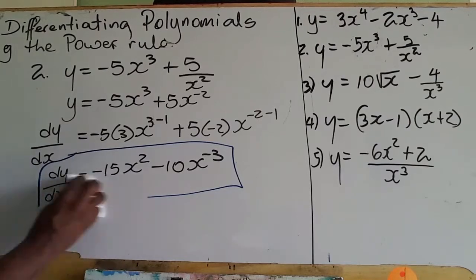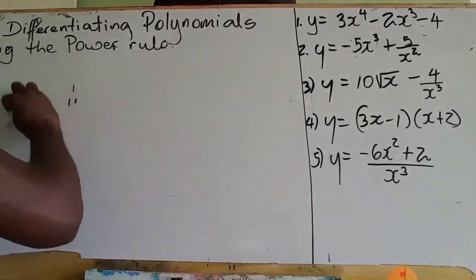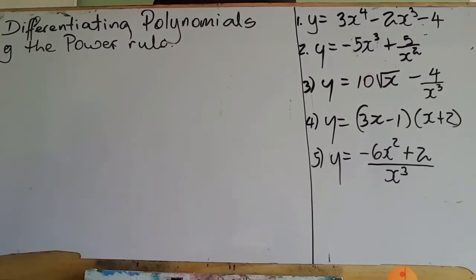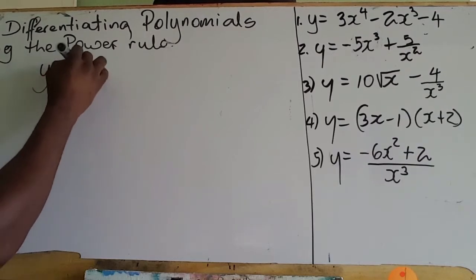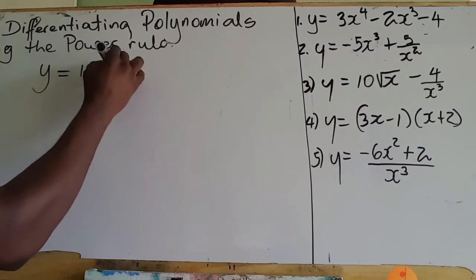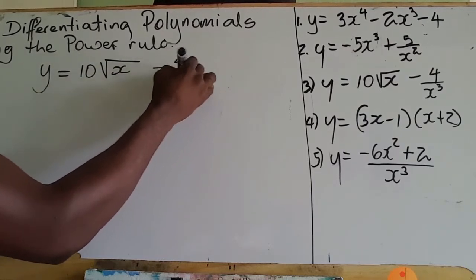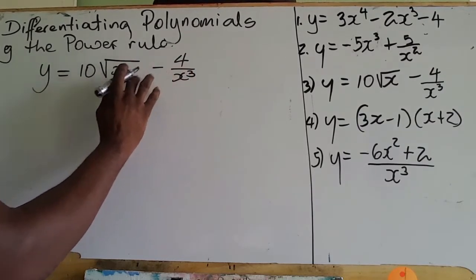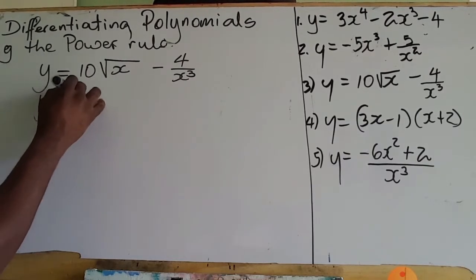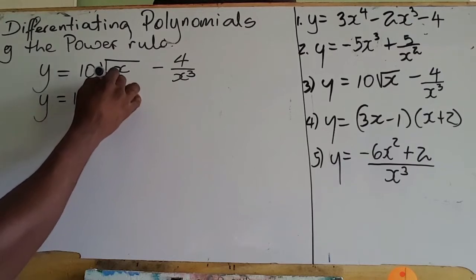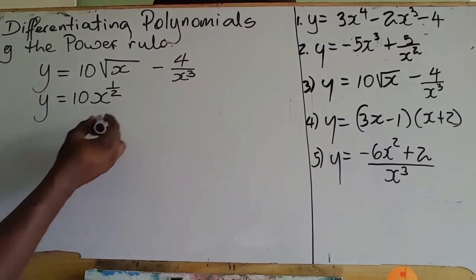What if it never came like that? What if we saw something like a square root in it? How do we approach that? So let's look at example number 3. Y is equal to 10 root x minus 4 over x cubed. We're going to rewrite this simply using powers, removing the square root. 10x, and the square root means a half power. So 10x to the half.